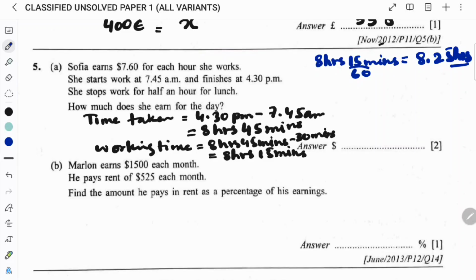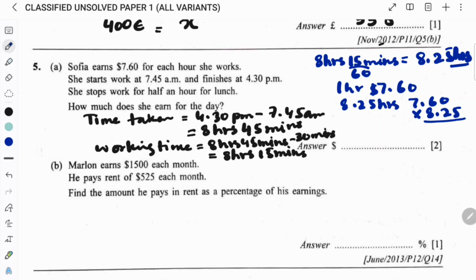Each hour she's earning $7.60. For 8.25 hours, 7.60 times 8.25, you will have to multiply this. If this question came in paper 1, you'll have to do the decimal multiplication also. So let's do it. 8.25 and 7.6, you will have to multiply.